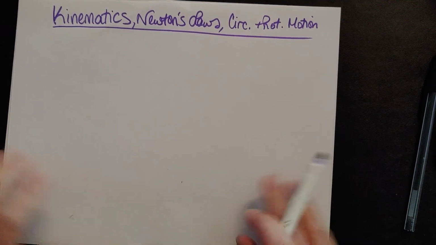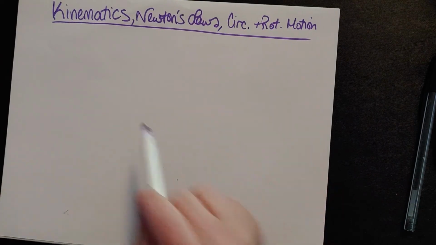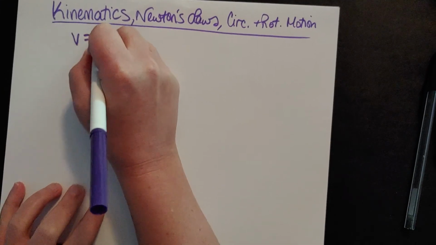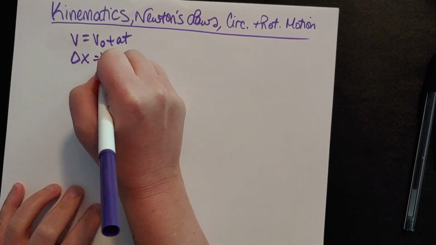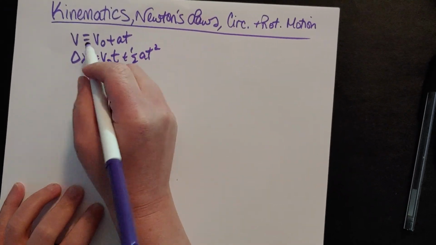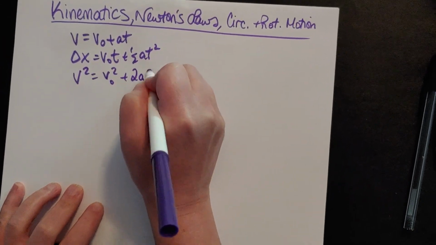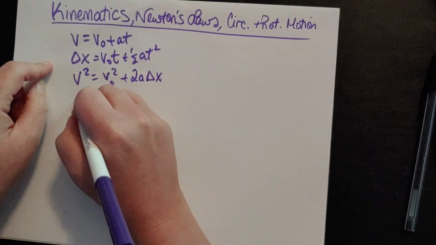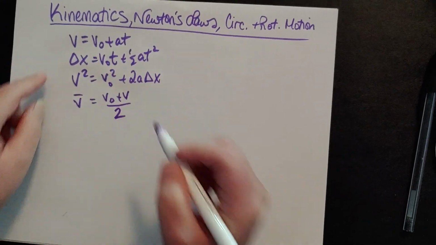Okay, howdy science bowlers. This is my quickie Science Bowl version of kinematics, Newton's laws, circular and rotational motion. So, you probably know these two guys. And actually this one's probably good too. Okay, so these are the kinematic equations. You know what? I'm going to write down the fourth one too. We'll talk about them all.